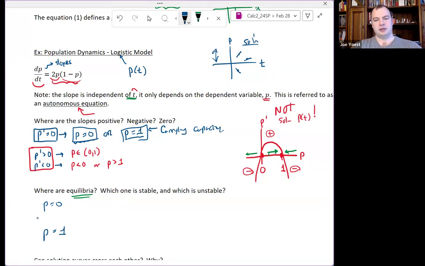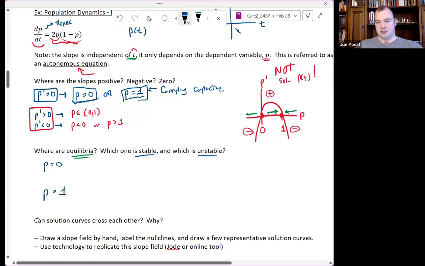We might think of an equilibrium solution as having a characteristic of stability. In other words, if I have a population that's near the equilibrium solution, p equals 0, but not right on it, does it tend to stay near there, or does it tend to go away? Or what about with p equals 1? If I have a population near the value 1, but not exactly 1, does it tend to stay near 1 or get closer to 1, or does it tend to go away?